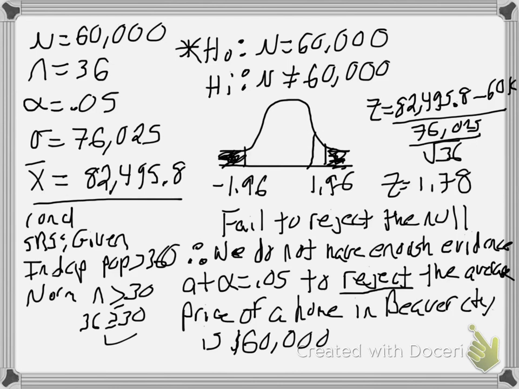So we do not have enough evidence to reject that the average price of a home is $60,000 in Beaver County. That's it. Hopefully this makes sense to you guys.